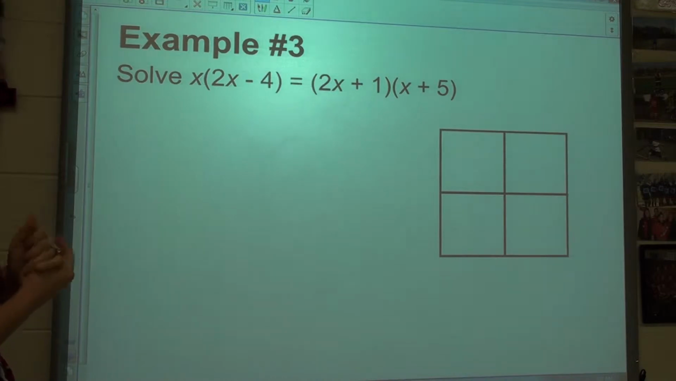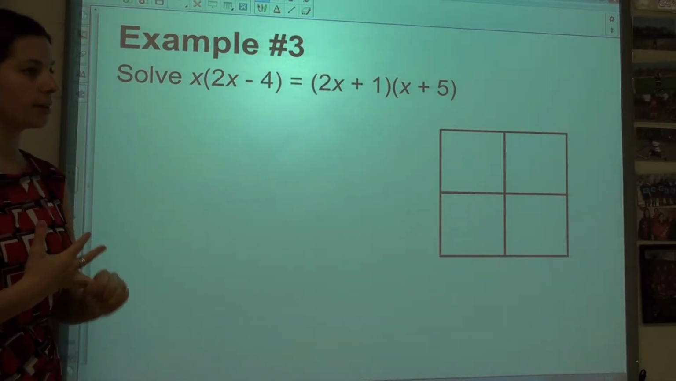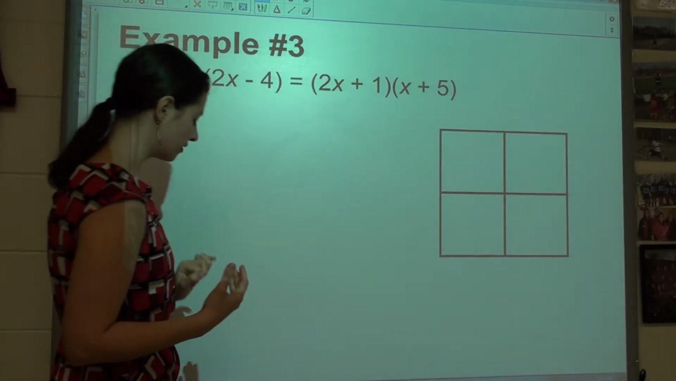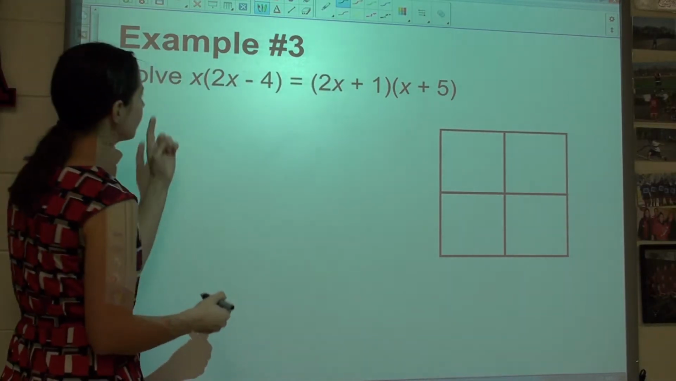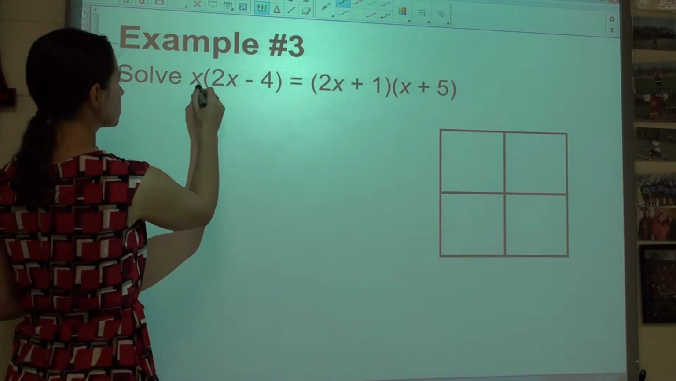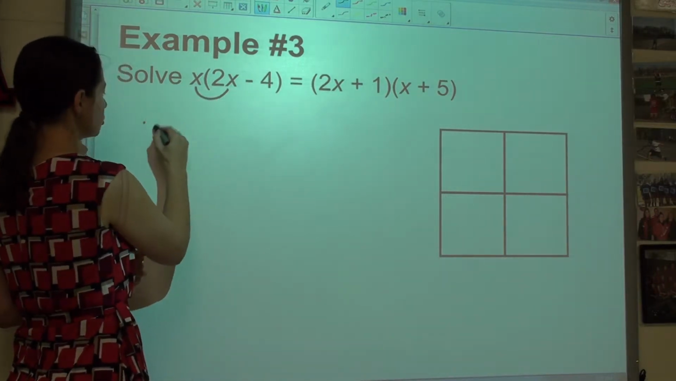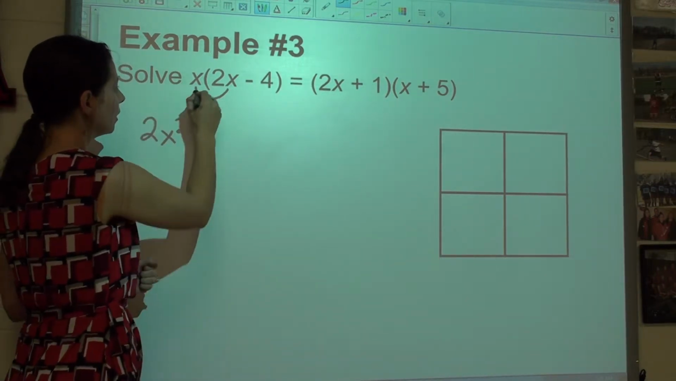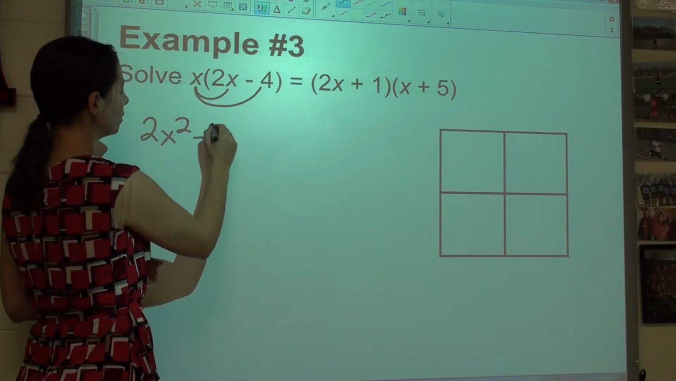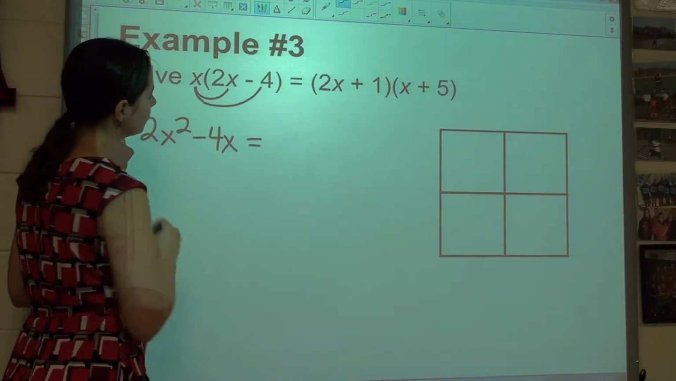So this one we're going to solve. And again, you could either distribute or you could use the rectangle. I'm going to do both for this. So over here on the left-hand side, you need to distribute. So we've got x times 2x, which is 2x squared. And then x times negative 4, which is negative 4x.